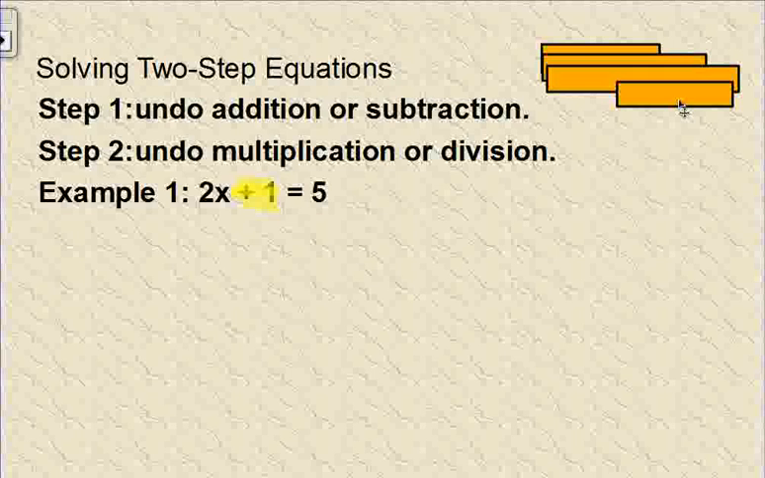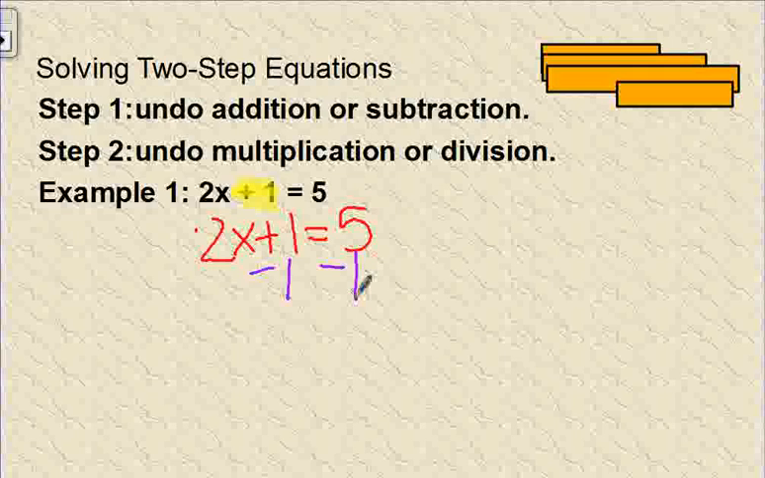Okay, let's look at example 1, following the steps that you just wrote down in your notes. We, of course, always copy the problem first. 2x plus 1 equals 5. I now look at step 1, undo addition or subtraction. I see that 2x plus 1. The inverse operation of plus 1 is to put in minus 1.